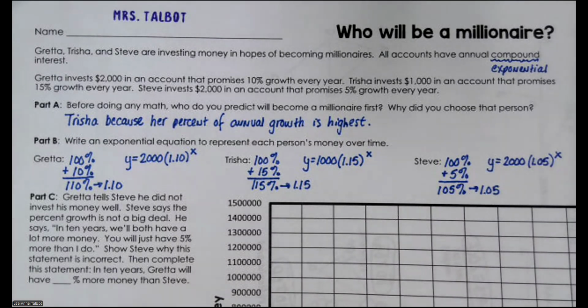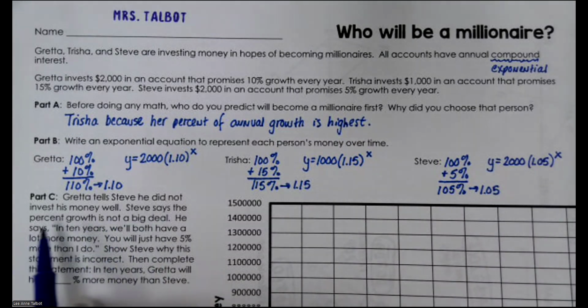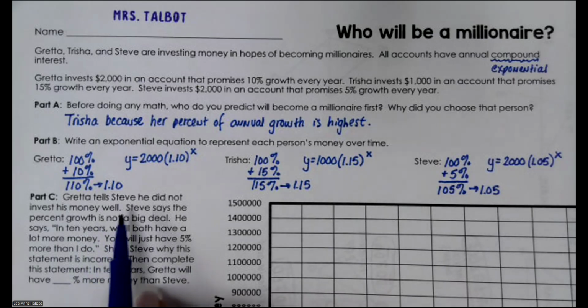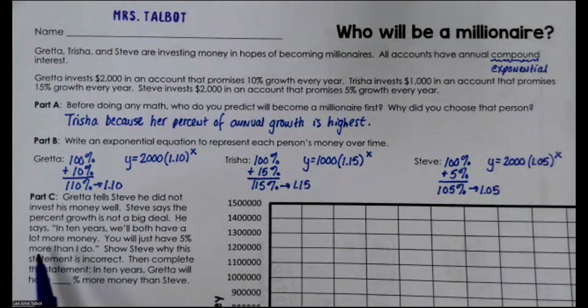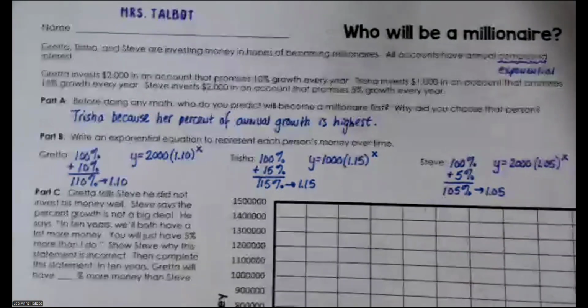Okay, part C. Part C is spicy. Greta tells Steve he did not invest his money well. Man, that's kind of bossy, but whatever. Steve says the percent growth is not a big deal. I beg to differ. He says in 10 years we'll both have a lot more money. You'll just have 5% more than I do. Show Steve why this statement is incorrect, then complete this statement. In 10 years, Greta will have blank percent more money than Steve.